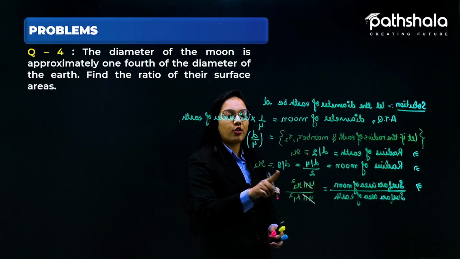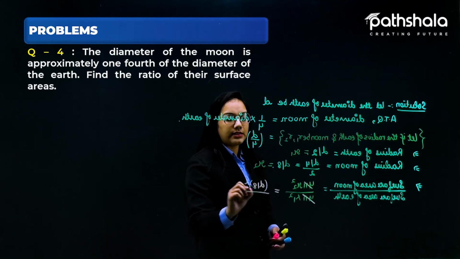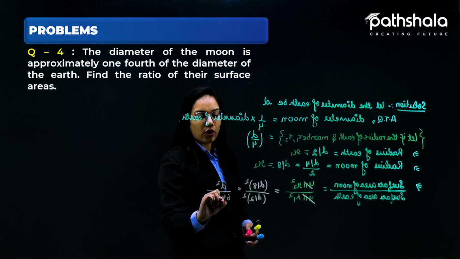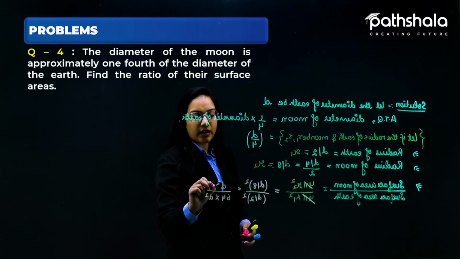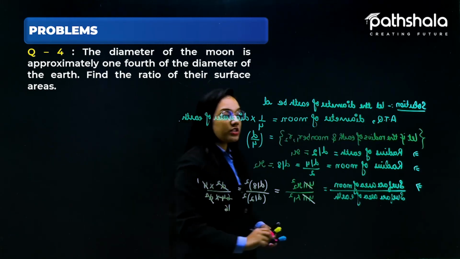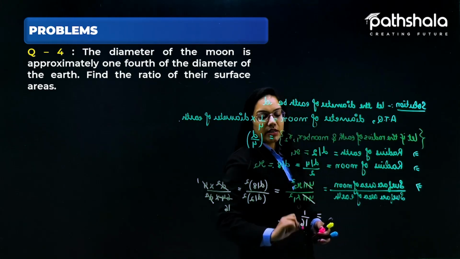Now let's plug in the value of r2. R2 is d by 8 whole square and r1 is d by 2 whole square. So this would be d square by 64 into 4 by d square. D square and d square get cancelled with each other, 4 into 1, and this is 16. So at the end we are getting the ratio as 1 by 16.